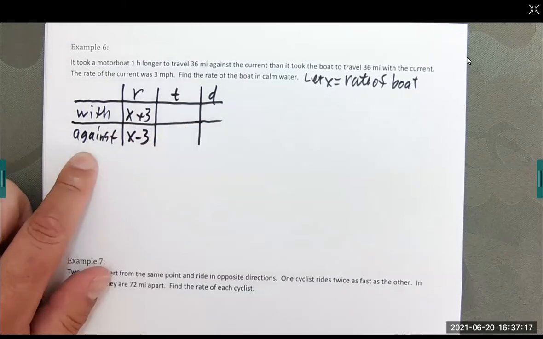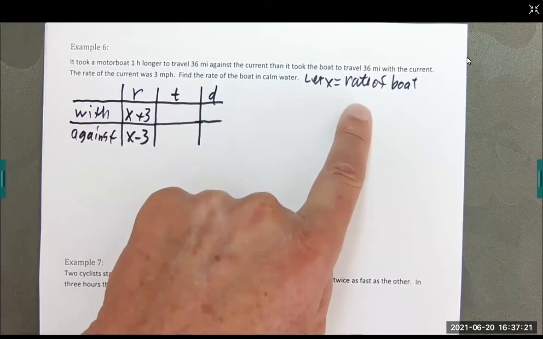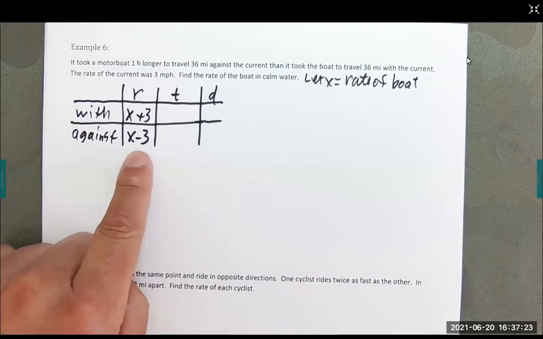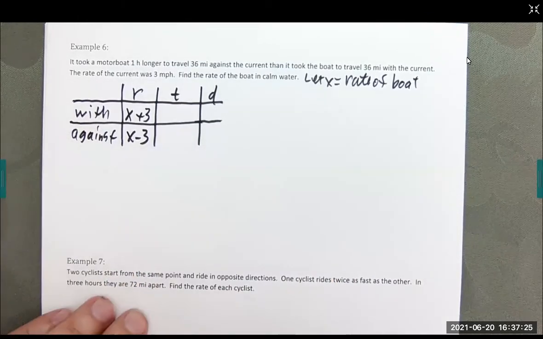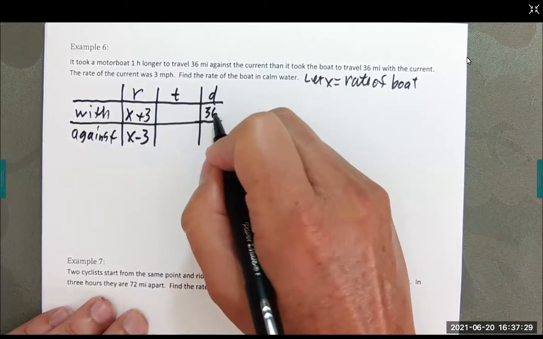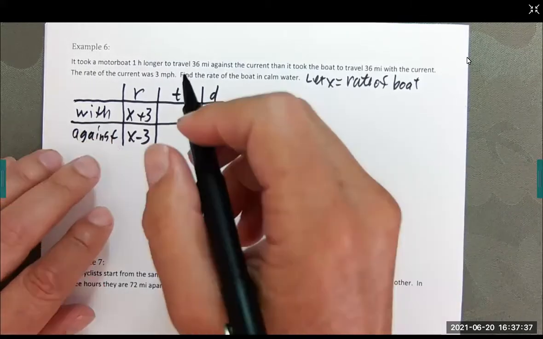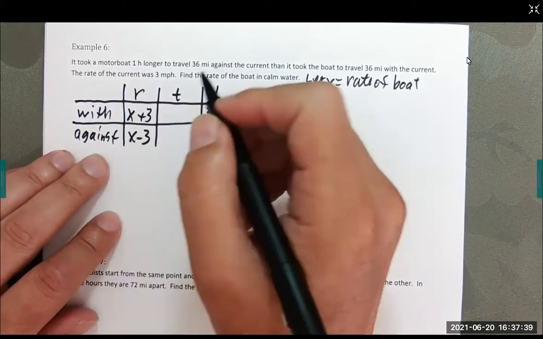Now, once again, the letter is first because we don't know the rate of the boat. And it matters with the minus. It really matters with the minus, actually. Both are going 36 miles. Now, here's where it gets tricky. I'm going to use that same formula where I take the distance over the rate for the time.